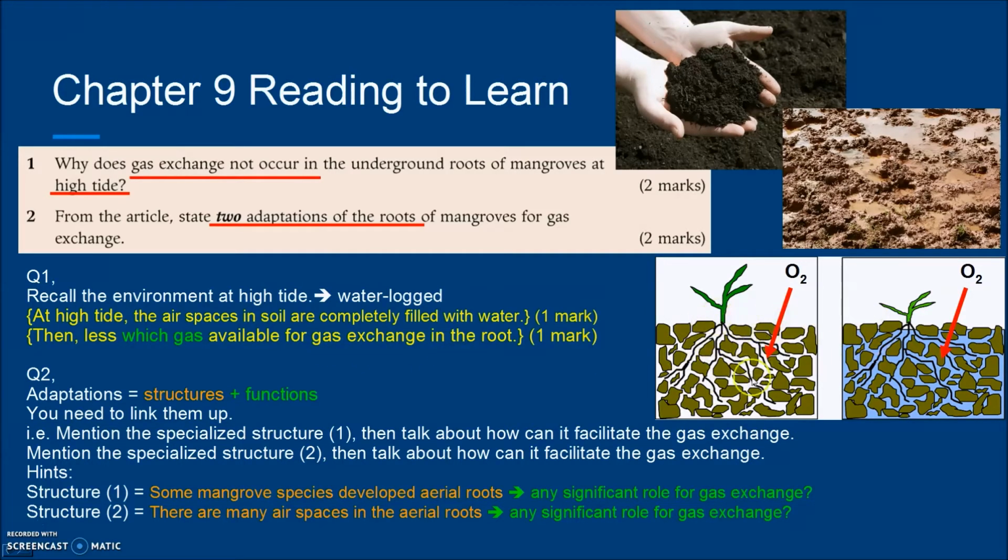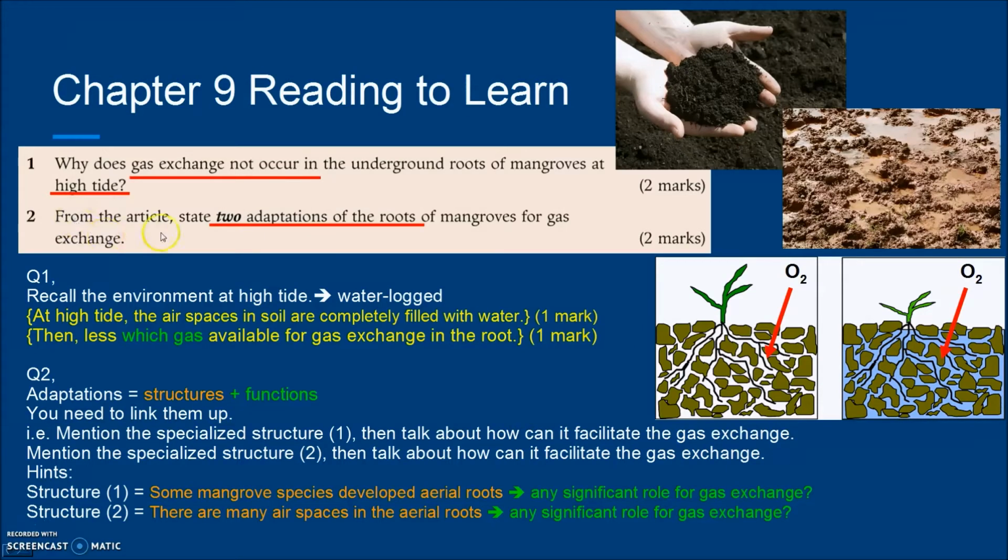So in these two pictures, the waterlogged soil and the not waterlogged soil, which of them allows air to easily diffuse into the soil for the root to do gaseous exchange? You tell me.